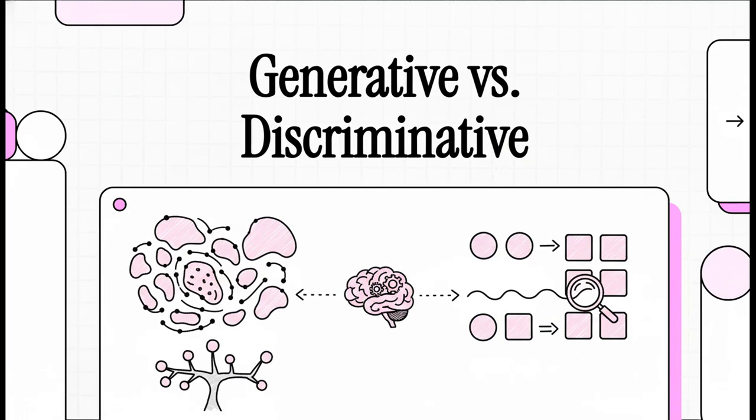Have you ever really stopped to wonder how an AI actually learns? It turns out it's not just one single thing. At a really deep, fundamental level, there are two totally different philosophies, two different ways a machine can try to make sense of the world from data. So let's break them down.